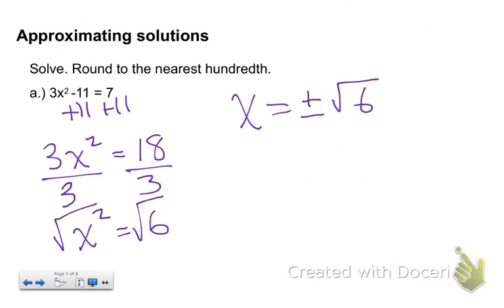Now sometimes you're going to see your answer written that way, and that's fine. Other times you're going to see a decimal, so especially if it's asking you to round to the nearest hundredth, that means that you need to find the decimal answer. So in this case, the square root of 6 is positive 2.45 and negative 2.45.